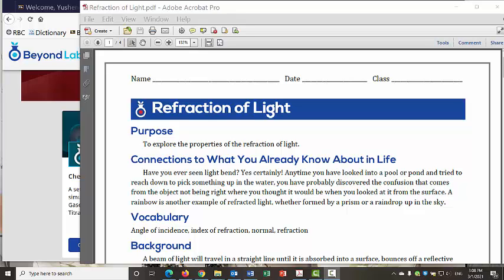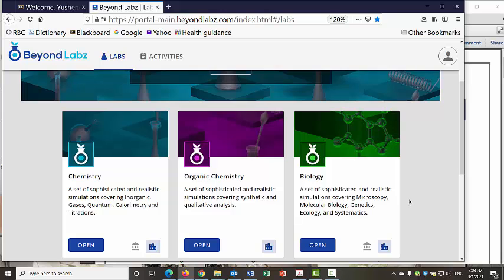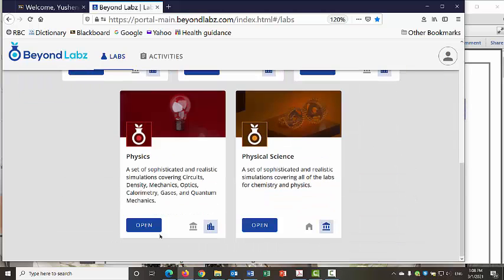I'm going to demonstrate the lab for this week. It's called Refraction of Light. So here is the lab instruction. You can use it, get the results, and answer the questions. Let's go to Beyond Labs and click Open in Physics.